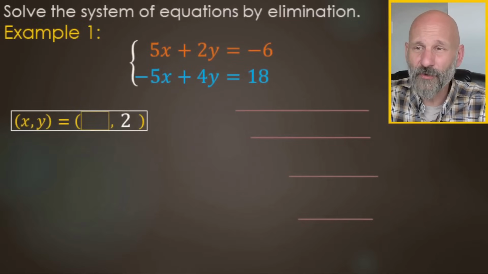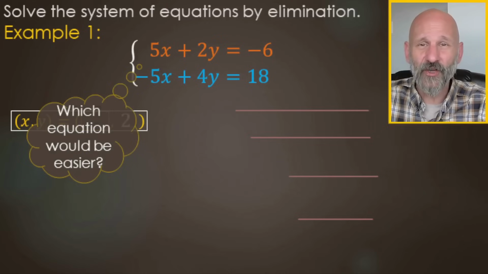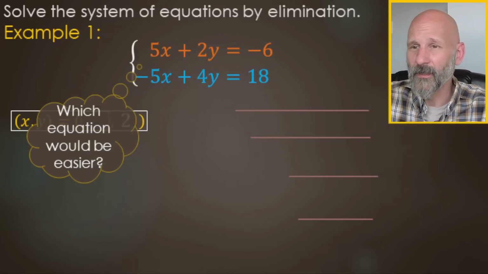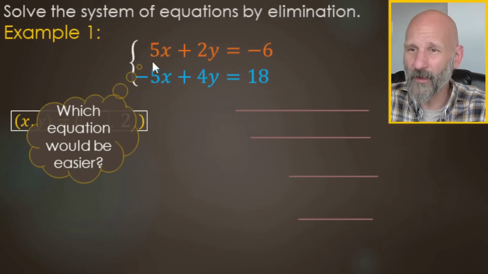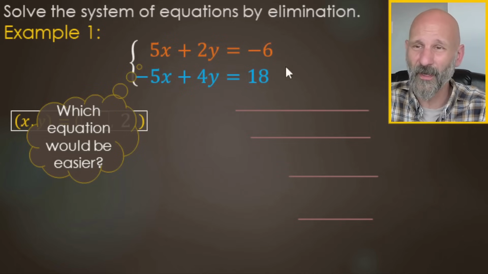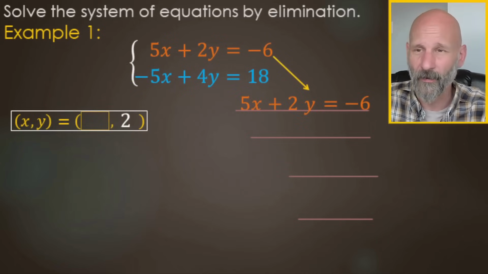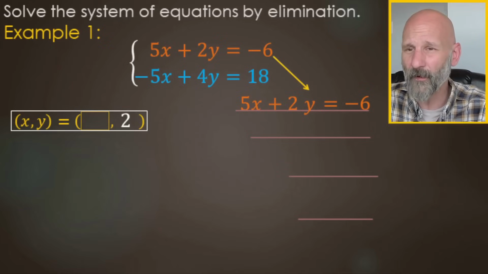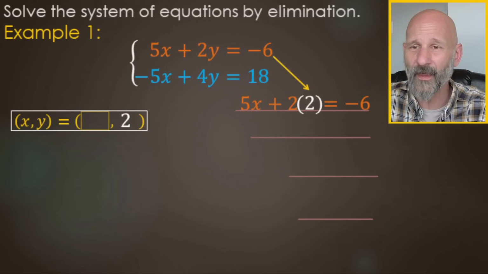So we do need to choose which equation is going to be easier to work with. From the top and the bottom one, the top one does have smaller numbers. The bottom one only has one negative. So probably the top one would be easier to work with. Okay, so we're going to choose that one there. Now, we already know the value for y. So the y there is going to get replaced with a 2.